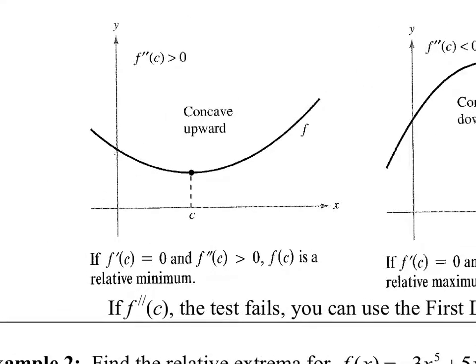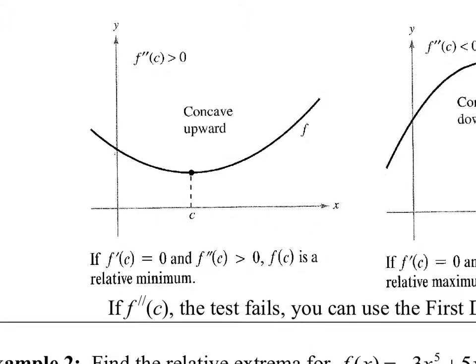Here's the first part of it, and that is if the first derivative equals 0, in other words, we have a critical number, and f double prime of c is greater than 0. So that means we are concave up. Then f of c is a relative minimum. Okay? So in other words, if we have a critical number here and it's concave up, that means we have a min point there. Okay? That's pretty simple.